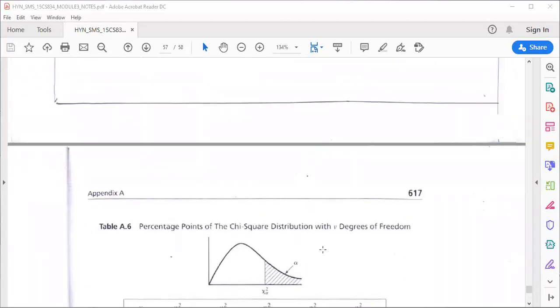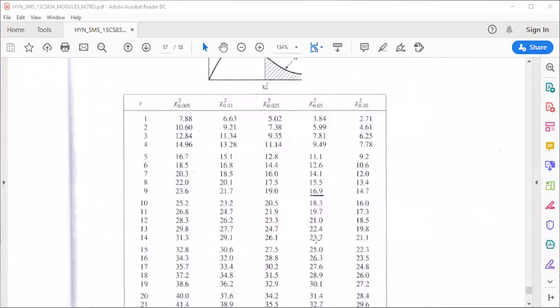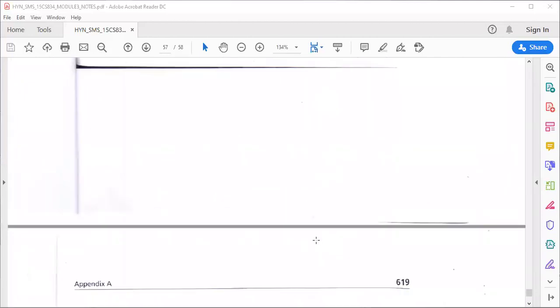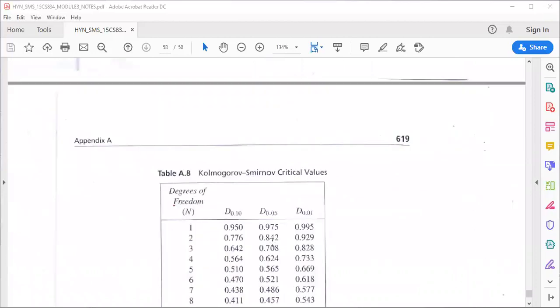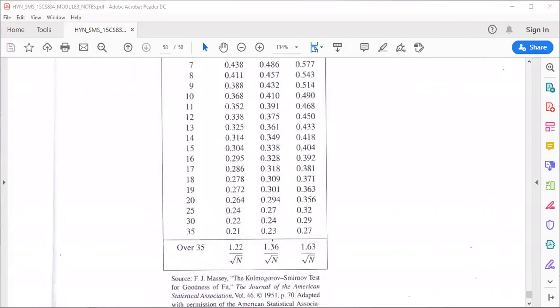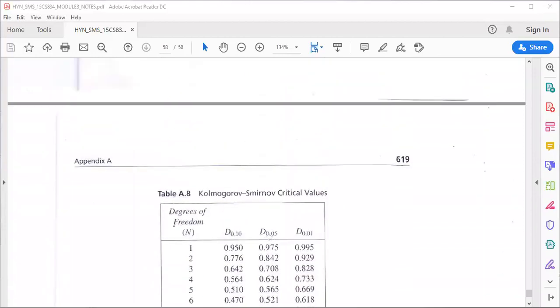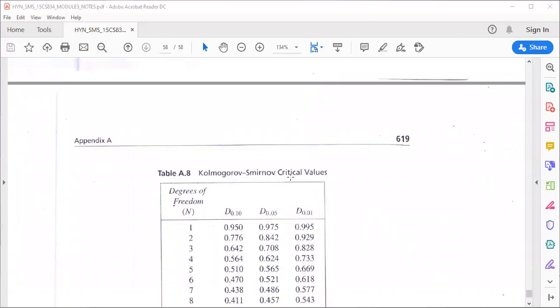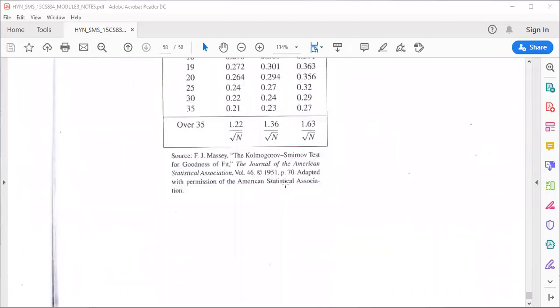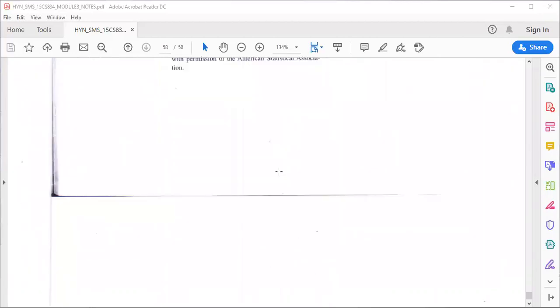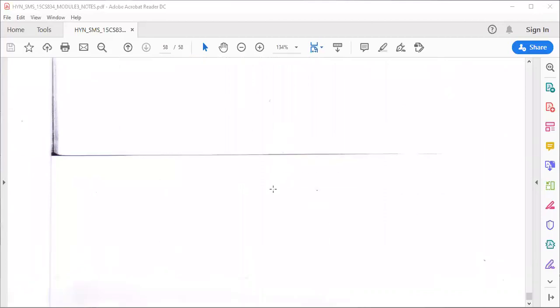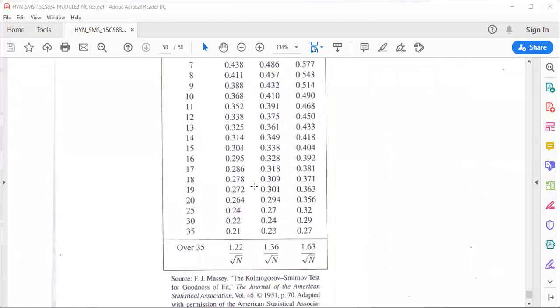So you have seen that we have used the chi-square distribution table in order to solve chi-square problems. We have also used the Kolmogorov-Smirnov critical values to solve the problem on frequency test, that means uniform distribution on Kolmogorov-Smirnov test, in order to check for uniformity, right. So we have used this particular table. So this completes your third module. Thank you.